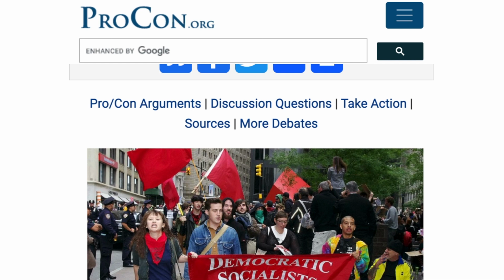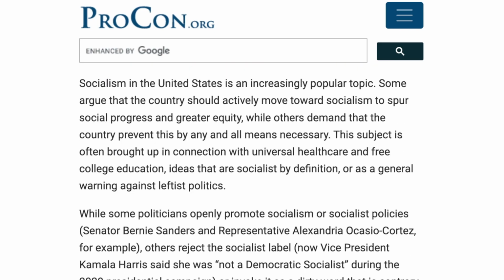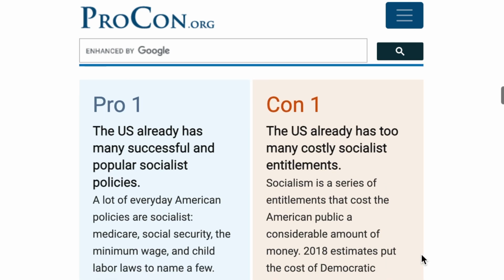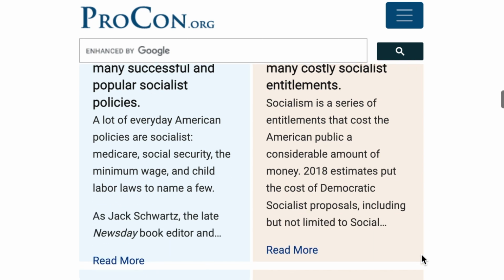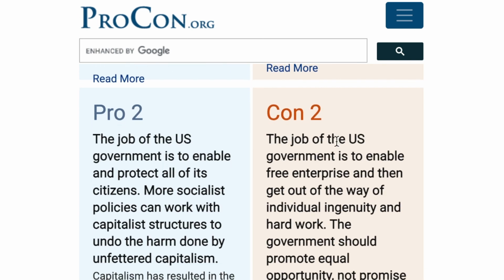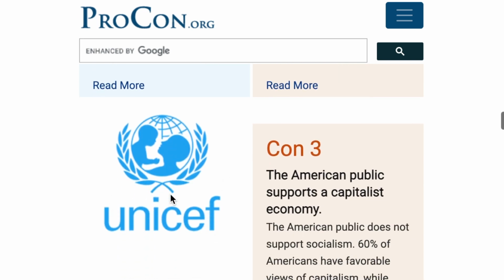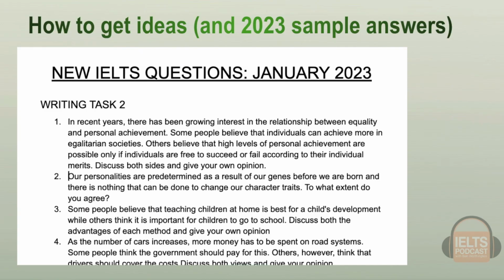It's not the opposite of Sweden, sorry, but it's one of the societies with the highest amount of economic freedom. Okay, and we can read around the topic here and get some good facts, but also we can get the pros and cons. Okay, here it's not exactly what we need, but it's closer. Okay, because the American job of the government is to enable free enterprise and then get out of the way. Ingenuity and hard work, does that sound familiar? High levels of success, high levels of achievement. Okay, capitalist structures do more harm done by unfettered whatever. Okay, so some of these are going to be on topic, some of them are not. All right, it's up to you to decide, and it's quite tricky, I understand.